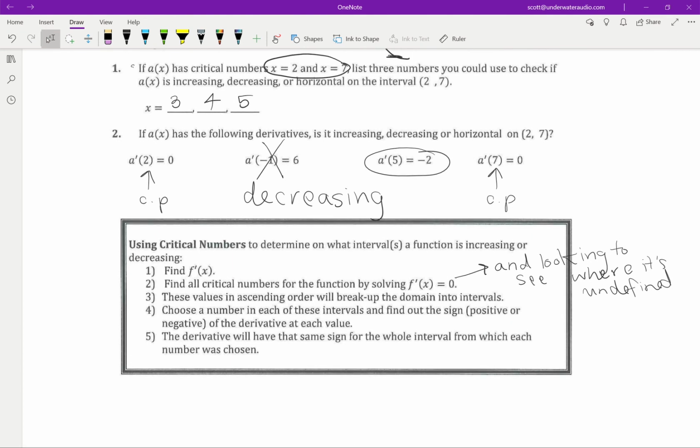So let's stop there because this is very dense. Please ask questions on the discussion board.